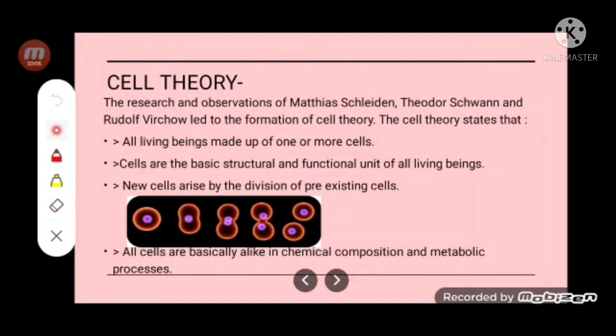And third, new cells arise by the division of pre-existing cells. So here you can see, children, a cell is getting divided and it gave rise to two new cells. So new cells always arise from older cells. And all cells are basically alike in chemical composition and metabolic processes. So their living and non-living parts are always similar. So this is all about cell theory, children.